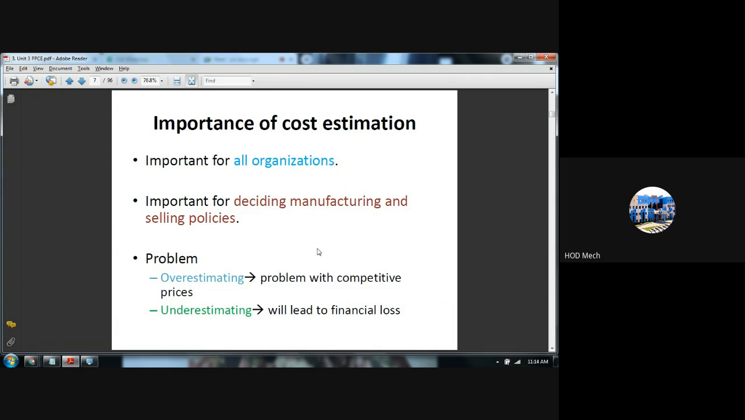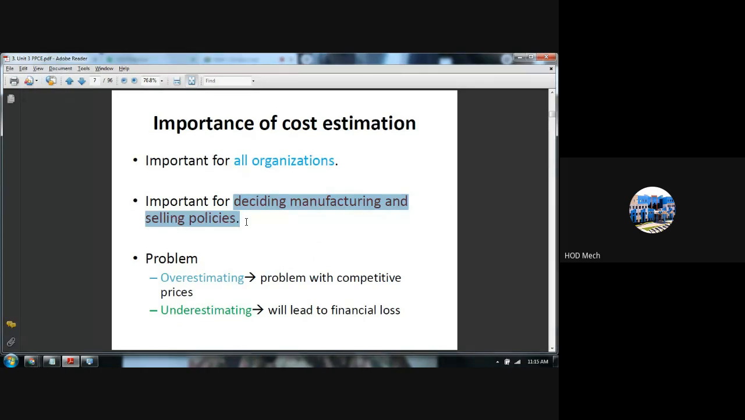This is cost estimation. So it is important for all organizations, and it is important for deciding manufacturing and selling policy. Why are we sticking to deciding manufacturing and selling policy? Yes, sir. We are talking about process planning and cost estimation. As mechanical engineers, we are narrowing our thinking to process planning and cost estimation related to the mechanical industry. Another point is that it is important for deciding manufacturing and selling policy: in what mode I am going to manufacture, and what will be my selling prices.